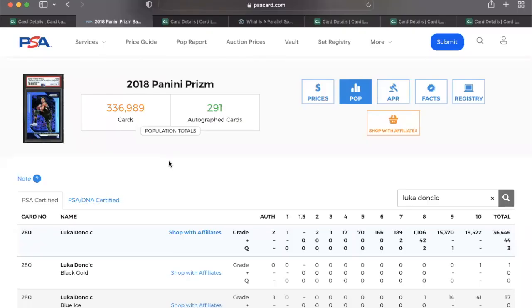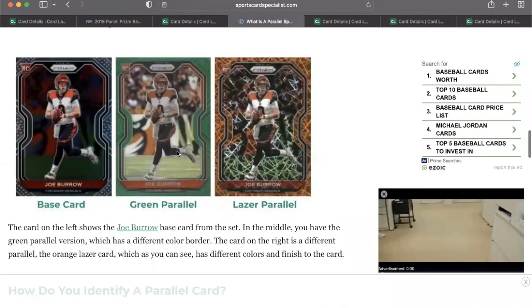Now that I think is a little bit more confusing than the population. So I just want to show you a quick example, not the Luka Doncic, just all together so you could see. This is an awesome article by Sports Card Specialist. I'll link it down in the description. Go ahead and read it. So a parallel is a different variation or a different color, basically, of the same card.